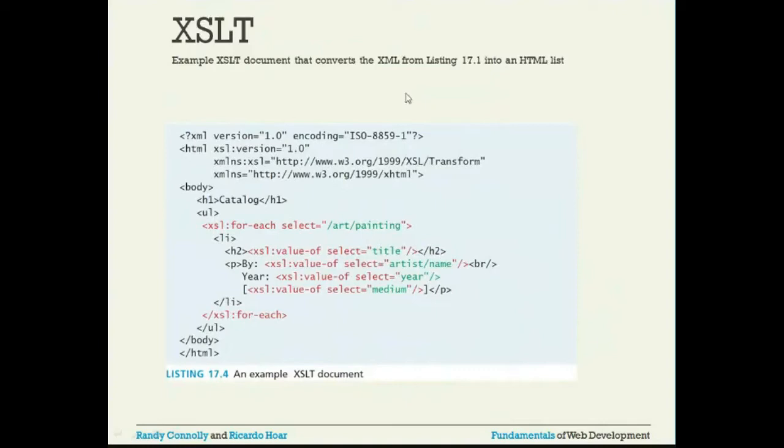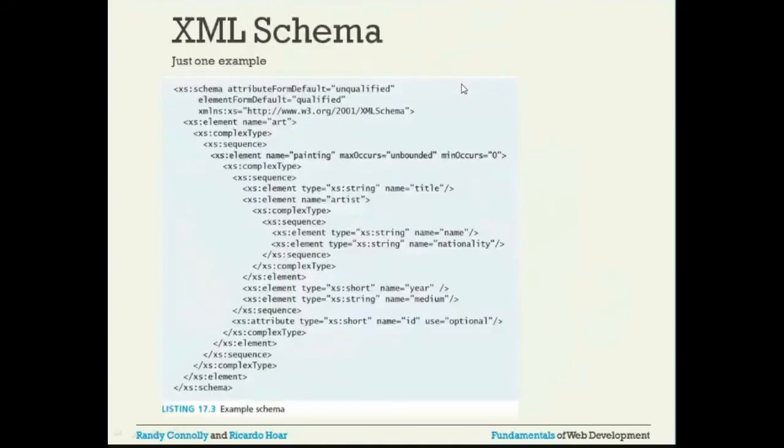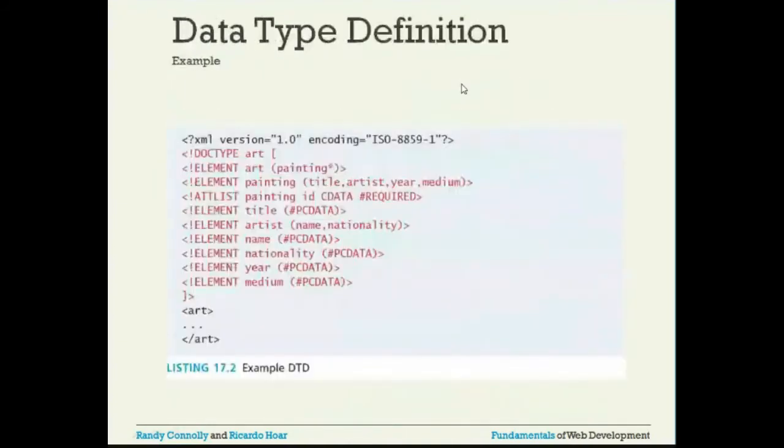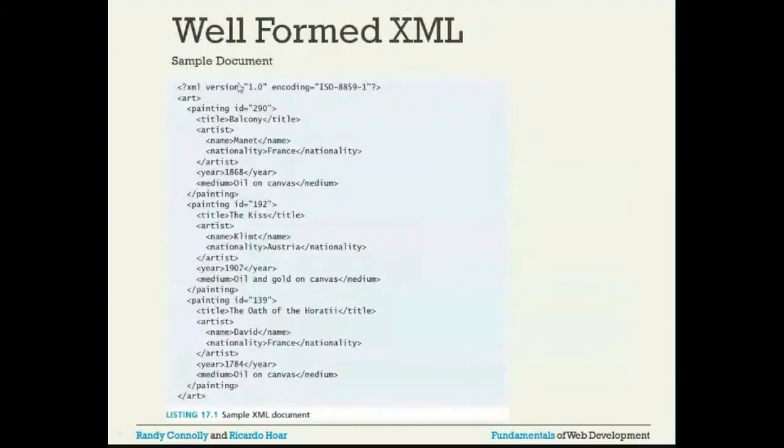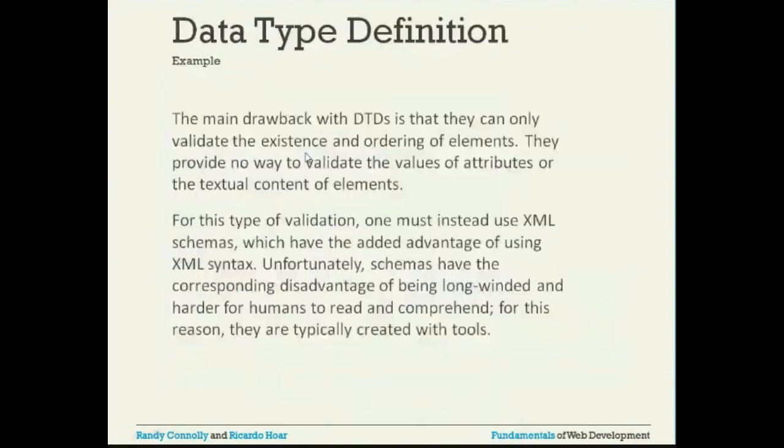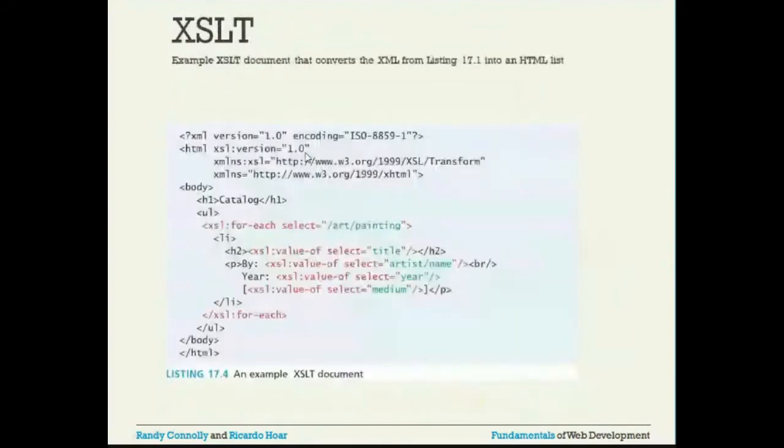This is the example that converts XML from listing 17.1 into an HTML list. What is listing 17.1? It is the XML. This is the initial XML, and this will be transformed. This is the XML document. You have to remember the same XML is used in all the code. That particular XML will be converted into an HTML list.